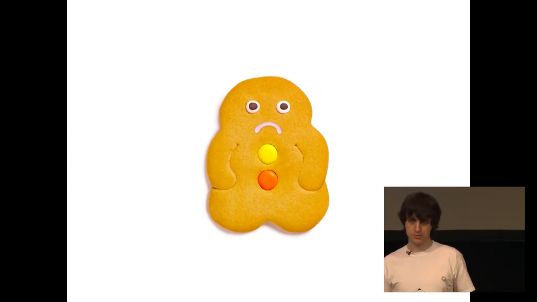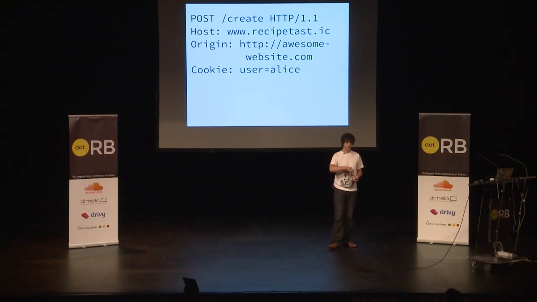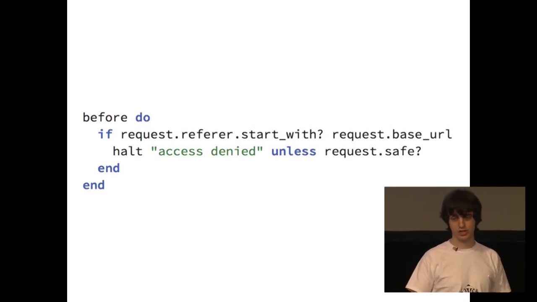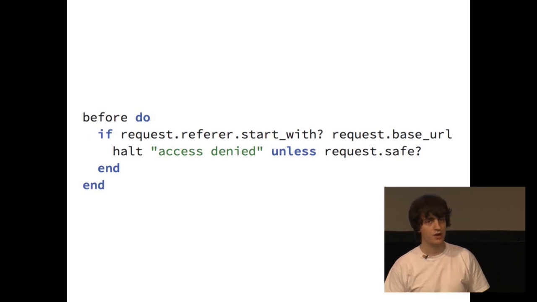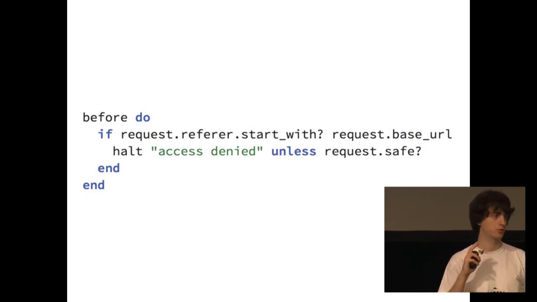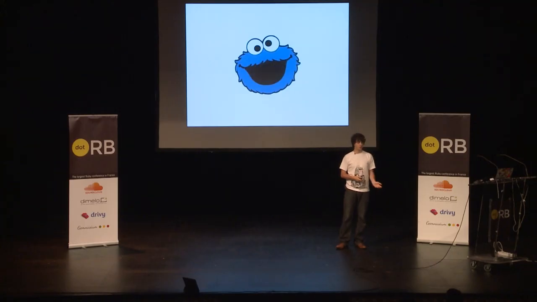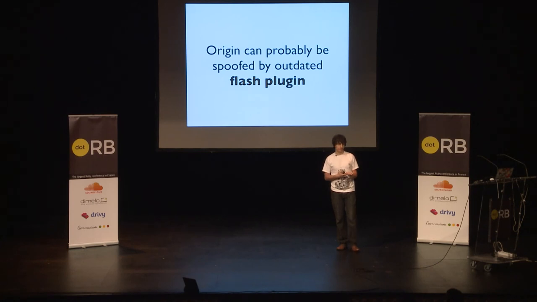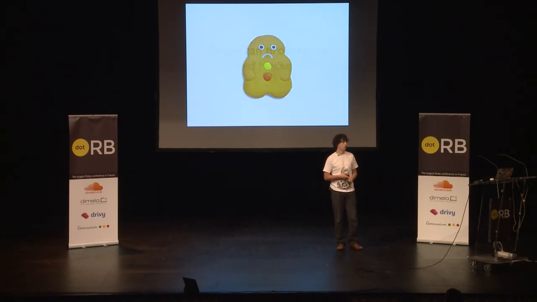To solve this, recent browsers introduced a header called origin that is just that base URL part, so that you're not leaking confidential data from the URL. That even simplifies our code, because we don't have to check starts with, we have to check if it equals the origin. And in this code, I'm also checking for safe requests. I'm not sure if you can see this, request.safe?, because we don't want to block GET requests, we don't want to block HEAD requests, we don't want to block OPTIONS requests. Problem solved, right? No, actually not, because it's not supported by all the browsers, and if your Flash plugin can override the referrer header, it can also override the origin header. So we cannot actually trust this.